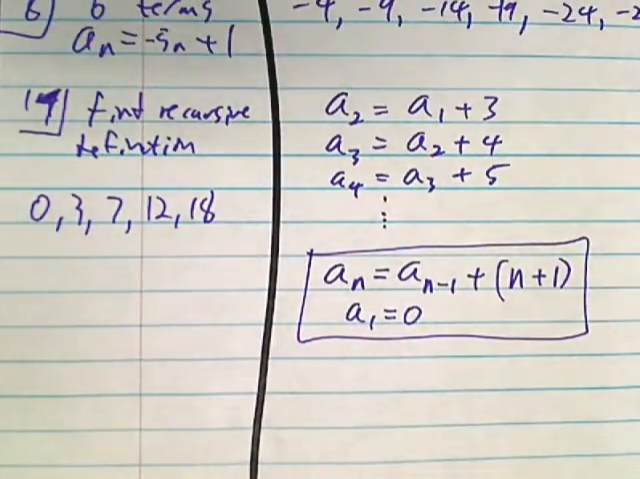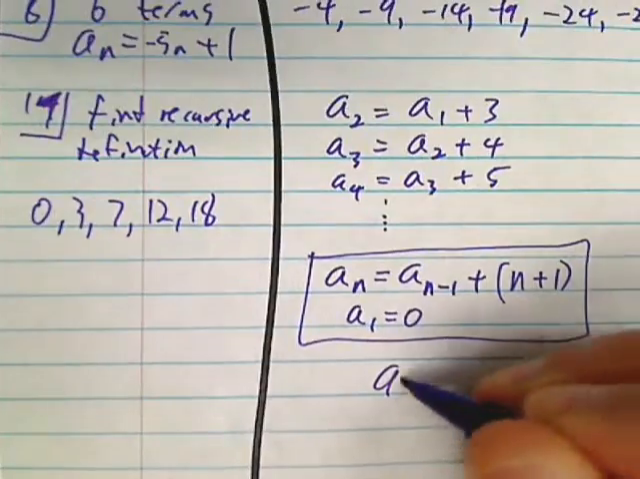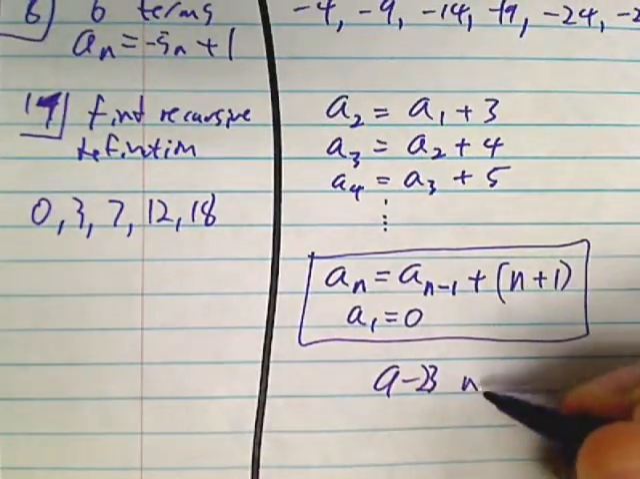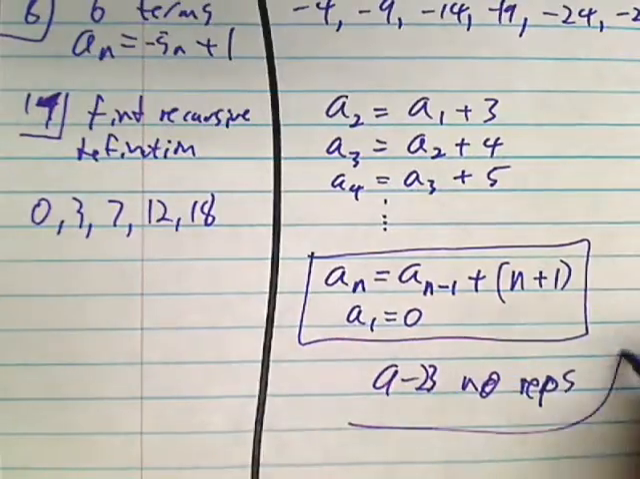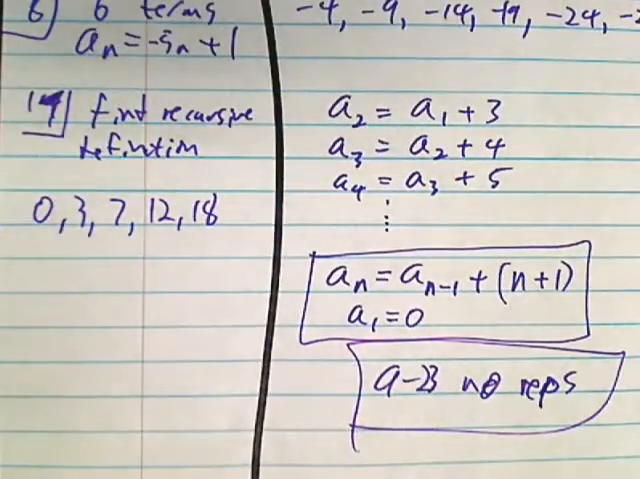Your assignment. Let's do 9 through 23. Okay, now your assignment. 9 through 23, no repeats. No reps. Don't do 17, I guess. That's it. I should have just said no 17. Go ahead and give those a shot.